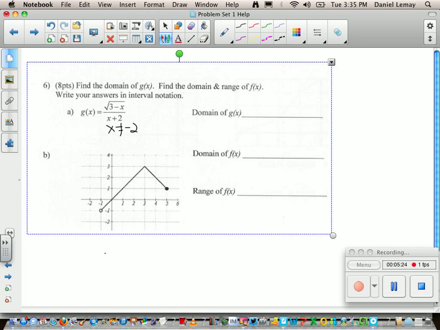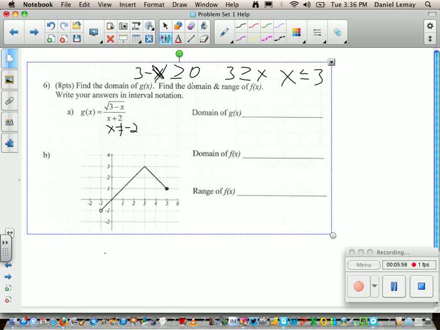I look at the numerator. I can't take the square root of a negative number. So where does 3 minus x, actually what I've got to ask is, where is 3 minus x greater than or equal to 0? Okay, so if I solve that inequality, I could add x to both sides. So 3 is greater than or equal to x, and then spin the whole boat. So x has to be less than or equal to 3, because in order to make this be a positive number, it has to be 3 or less.